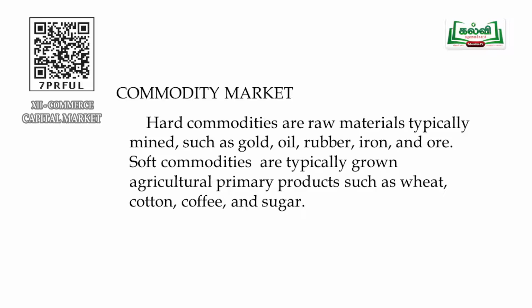Then soft commodities. Soft commodities are typically grown agricultural primary products such as wheat, cotton, coffee and sugar. Here soft commodities means grown agricultural primary products. It depends upon the agriculture department. It is primary agricultural products such as wheat, cotton, coffee and sugar.